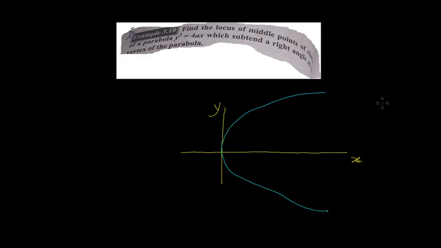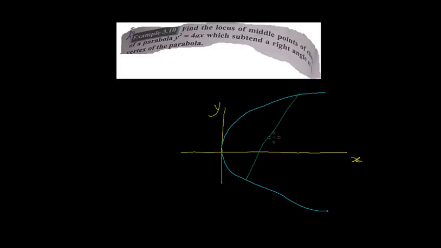What it says, let me draw first. First, let me draw the parabola. This is the coordinate axis. This is your x-axis. This is your y-axis, and then I'm going to plot a parabola over here. And this is your parabola, right? And what it says, find the locus of the middle point of a chord of the parabola. Anything which will cut these two points is a chord, right?